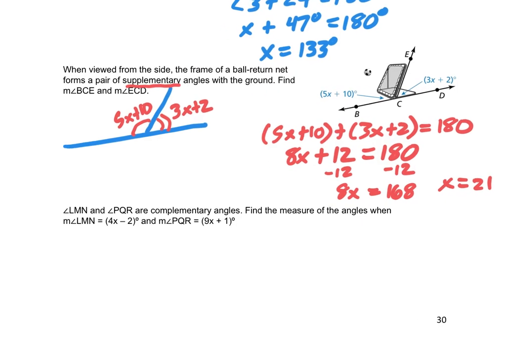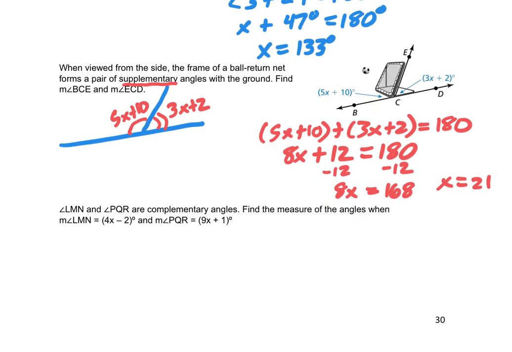Okay, here I want to find the measure of those two angles. So the measure of angle BCE would be 5 times 21 plus 10, because we're talking about this angle right in here, which is 5x plus 10. So we do 5 times 21 plus 10, which would be what? 115.